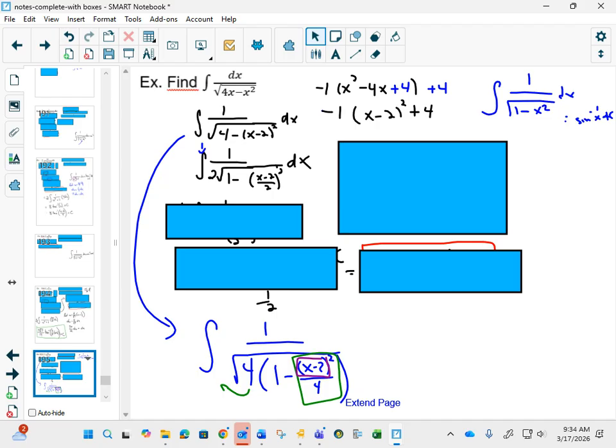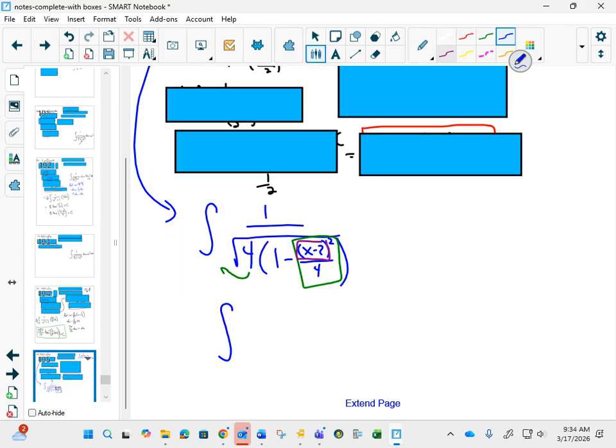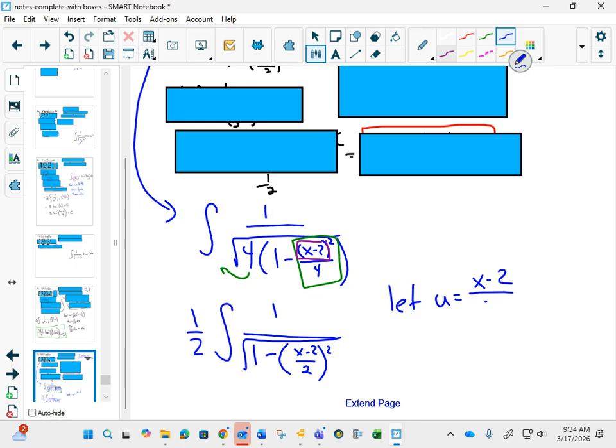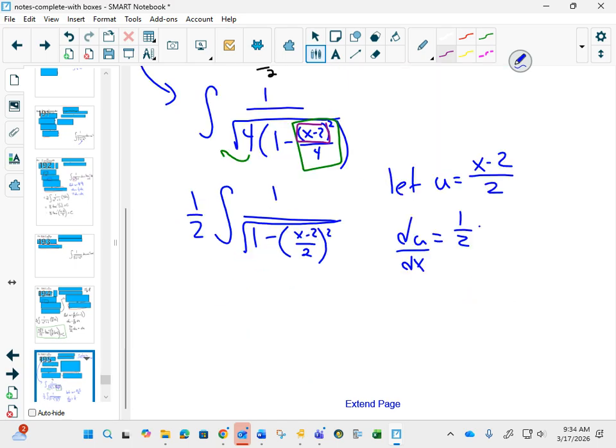Now we have that 2 on the bottom, that 2 can come out in front as a 1/2. I have 1 over the square root of 1 minus x minus 2 over 2, all squared. So it has a little bit of stuff in there. If you took your derivative, you get 1/2 dx. Well, technically, this is your derivative, du dx. And then with integration, we do this fancy thing where we think of it as a fraction, move the dx over there. I multiply both sides by 2, so I could substitute for my dx.